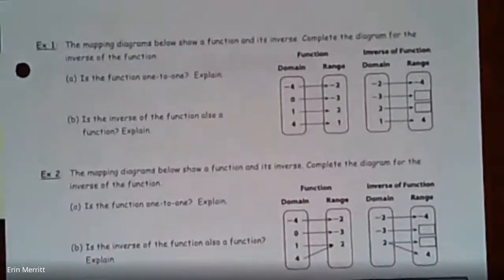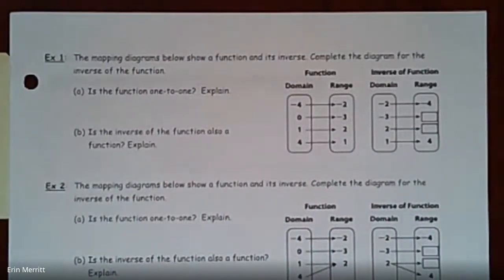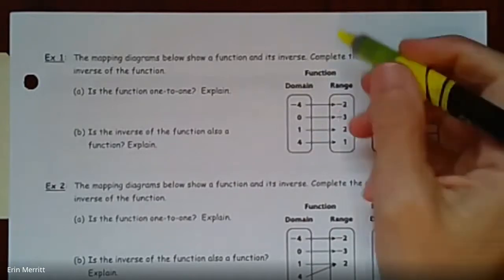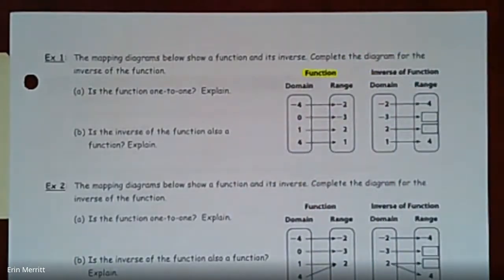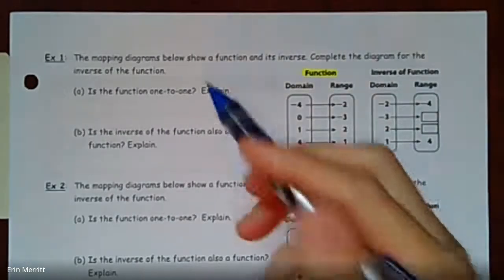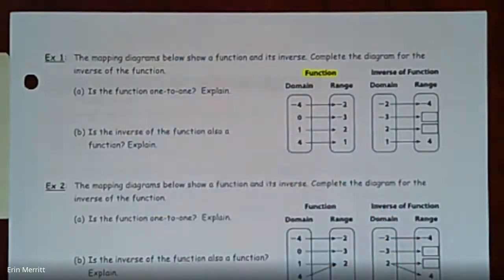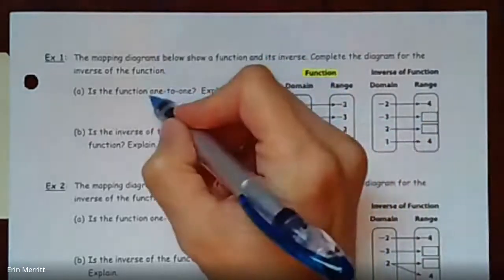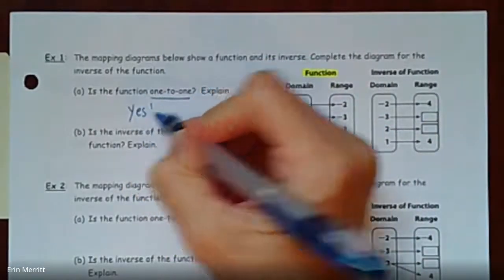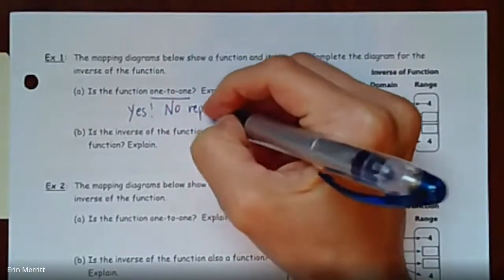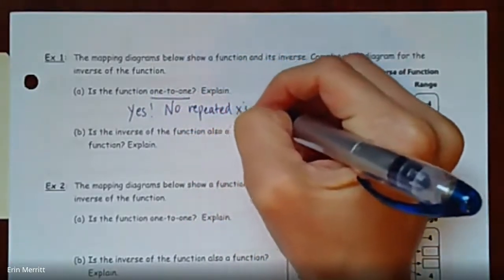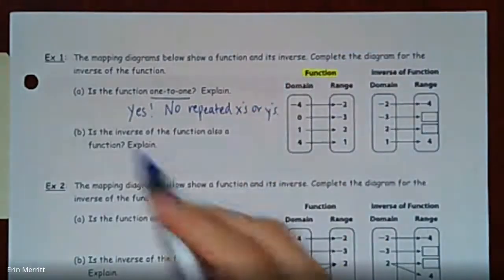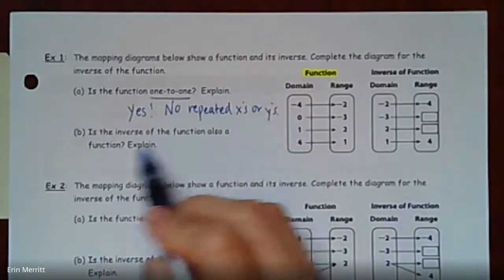So the first one, here we go, says the mapping diagrams show a function and its inverse. So they give you a little bit of both here. It says complete the diagram for the inverse of the function. So here's the original function. It's asking, is the function 1-to-1? If you're looking for 1-to-1, remember, no repeated x's, no repeated y's. So if you look at your x's, I got no repeats there. Look at your y's, those are all different. That's great. So when it says, is it 1-to-1? The answer is yes, because there's no repeated x's or y's. Cool. So is the inverse of the function also a function?